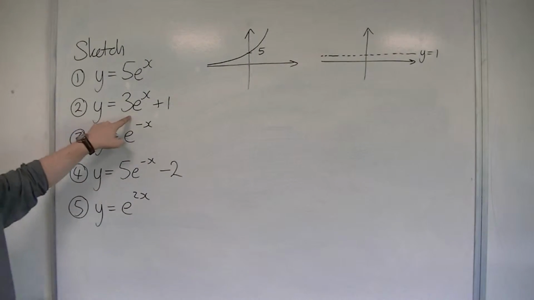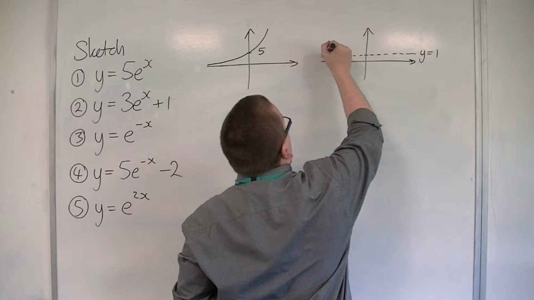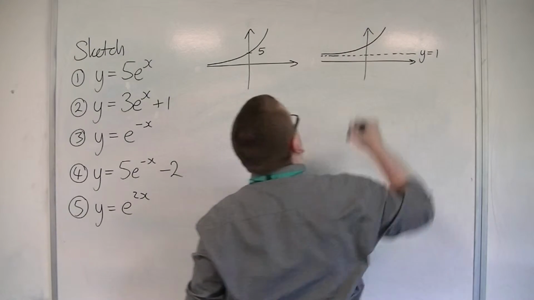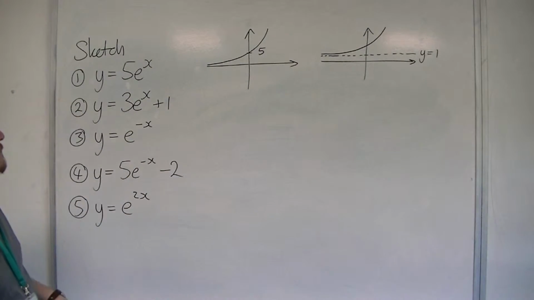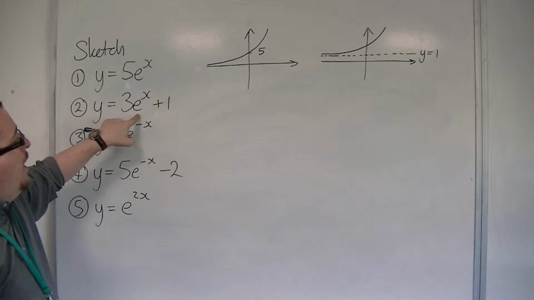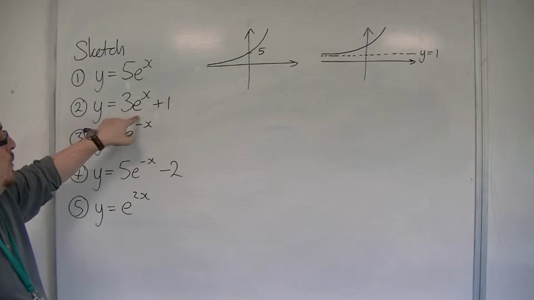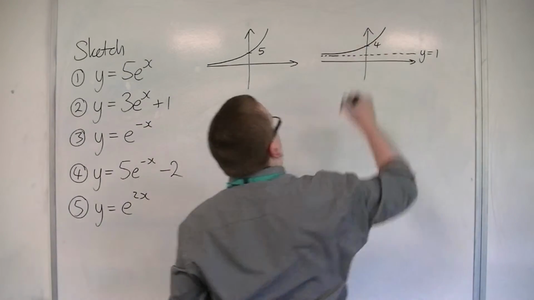And then you've got 3e to the x. And so there's also a stretch by a factor of 3 involved. Okay, so the original e to the x curve has also been stretched. So when x is 0, we have 3 lots of 1. So e to the 0 is 1, so 3 lots of 1 plus 1 is 4. And so it would be going through 4 on the y-axis.